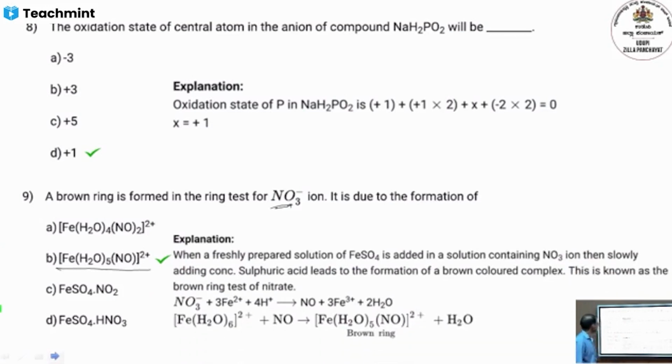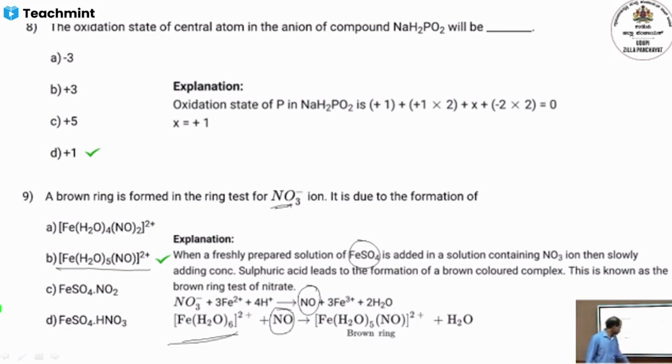When freshly prepared ferrous sulfate solution is mixed with the nitrate salt, and sulfuric acid is slowly added, first there is a formation of NO, nitric oxide. That nitric oxide will combine with the iron complex formed by the addition of ferrous sulfate to form nitroso ferrous sulfate.